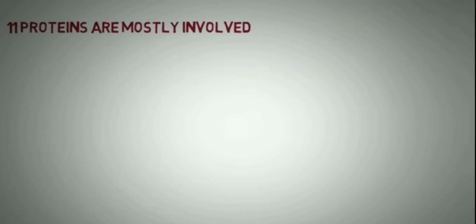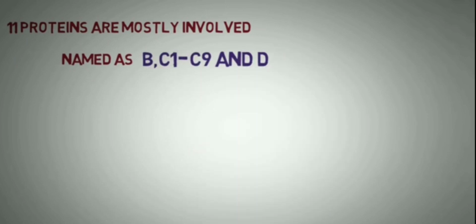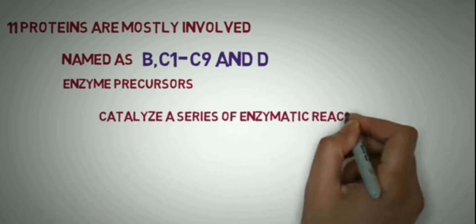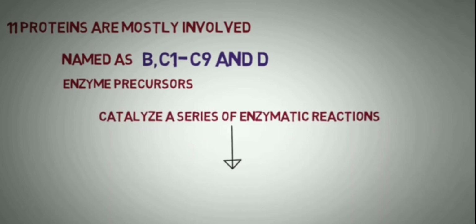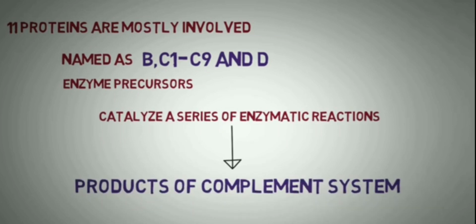Out of the 20 plasma proteins of the complement system, 11 proteins are mostly involved, named as B, C1 to C9, and D. These are mainly enzyme precursors and they catalyze a series of enzymatic reactions that form the final products of the complement system that have various immune effects.